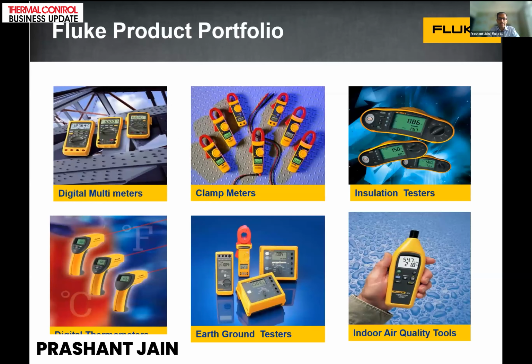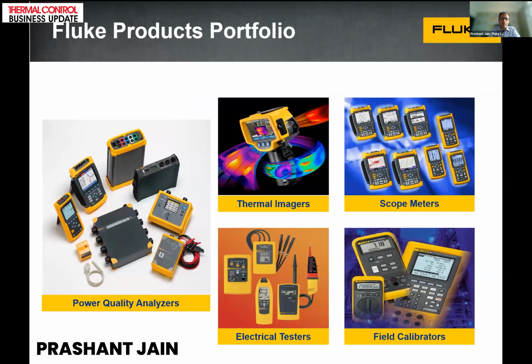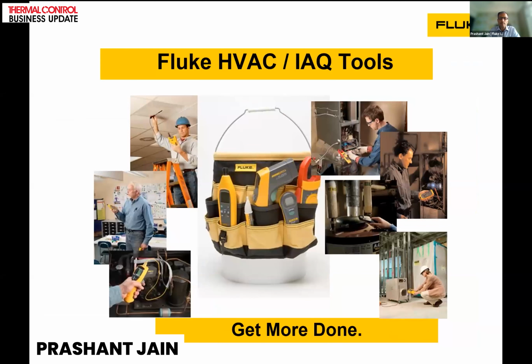If we look at the product profile, Fluke offers more than 5,000 products to its customers in the categories of digital multimeters, clamp meters, insulation testers, thermometers, earth ground testers, indoor air quality tools, power quality analyzers, thermal imagers, scope meters, electrical testers and field calibrators. There are so many other products which, due to space and time constraints, I have not been able to put in here. So we will focus today only on certain tools which help HVAC and IAQ professionals. Fluke has a complete basket of products which are suitable for an HVAC or an IAQ professional working in indoor air quality.